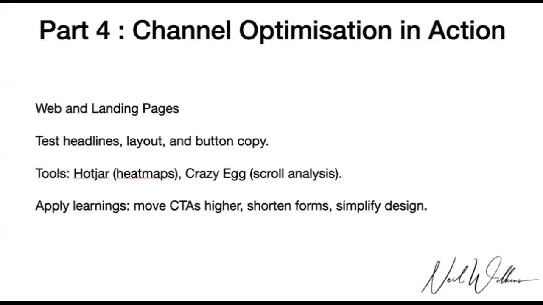I'm sure a lot of you are used to using heat maps to see where people are moving around your web pages, where they dwell or spend time, what they click on, and what they've seen before they decide to click. Using tools like, say, Hotjar can enable you to actually apply the learnings. So move your calls to action higher, maybe shorten the forms, maybe simplify the design.